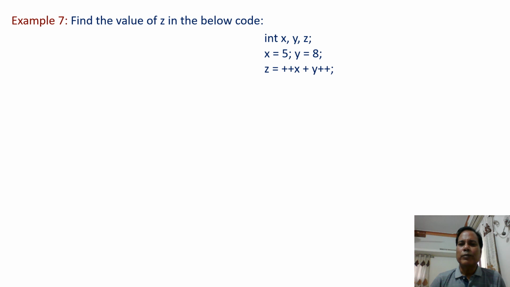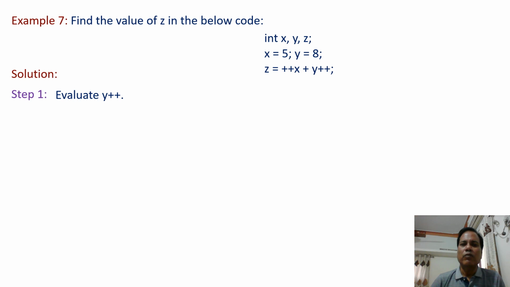Now z equal to ++x + y++. So in this expression three variables are used, z, x and y, and a number of operators: assignment operator, pre-increment operator and post-increment operator together with the addition operator. So values of x and y are given. We have to find what would be the value of z. Now the solution is step 1.